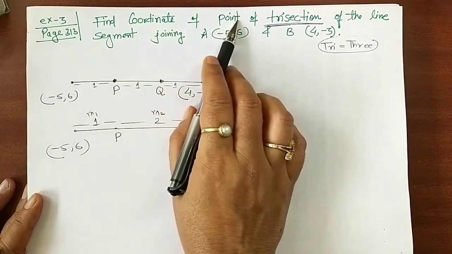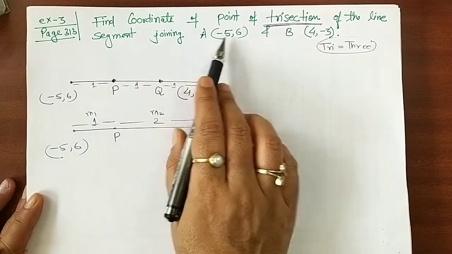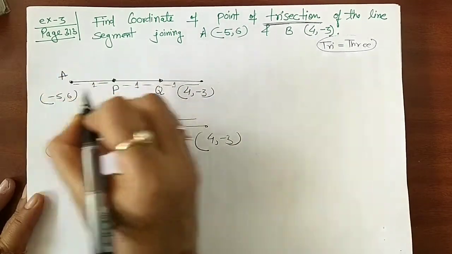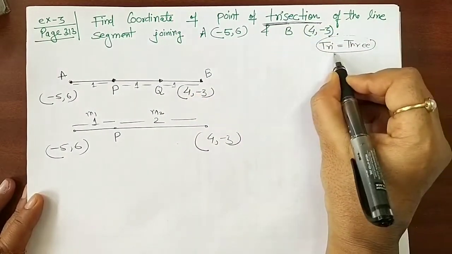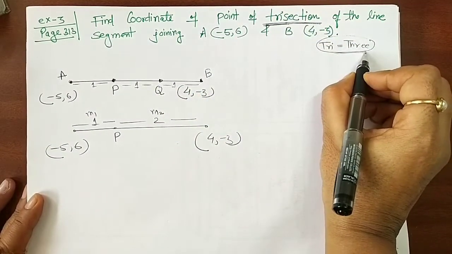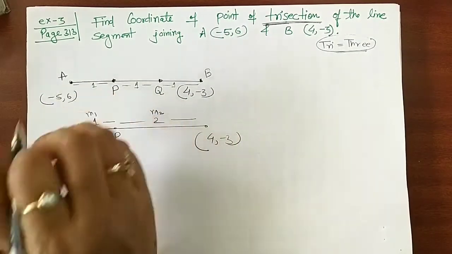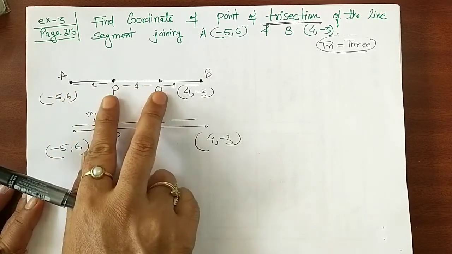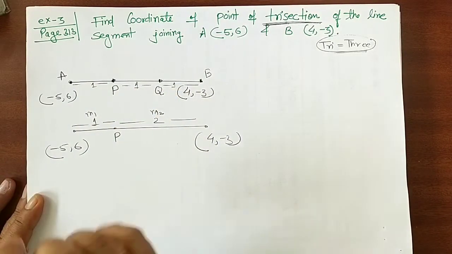Find the coordinates of the points of trisection of the line segment joining A and B. So if I make a rough sketch, this is my A and this is my B. Tri means 3. So we need to find the points which are dividing this line into 3 equal sections. Suppose they are P and Q. So AP is equal to PQ is equal to QB. All three are equal sections.